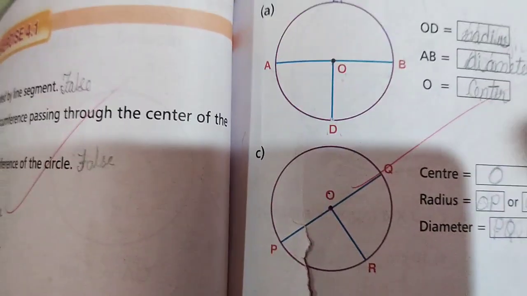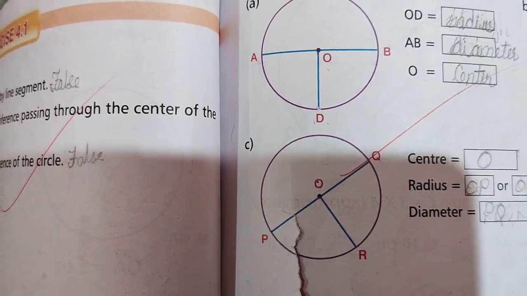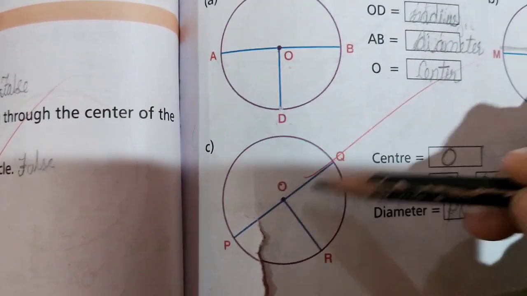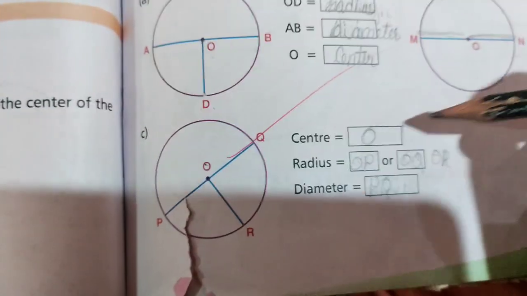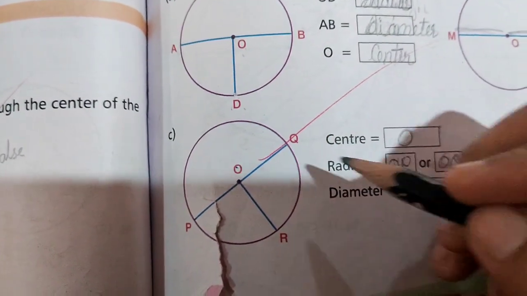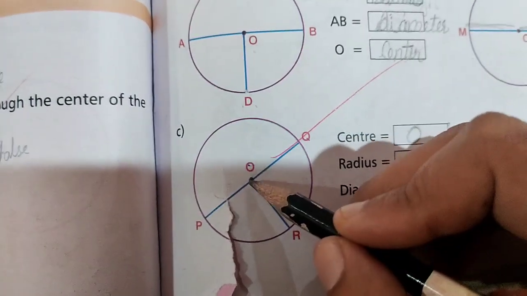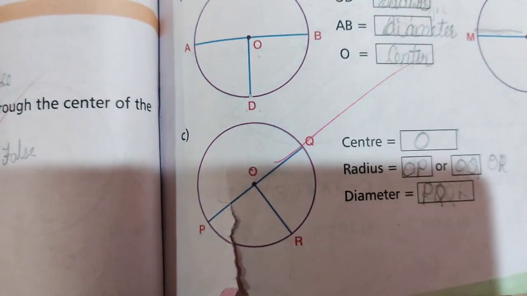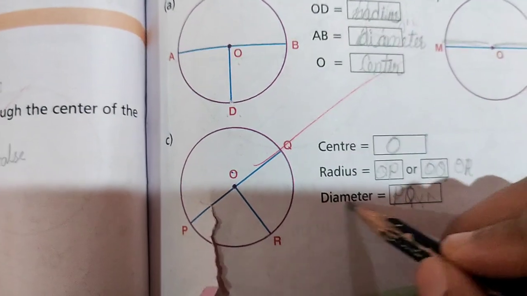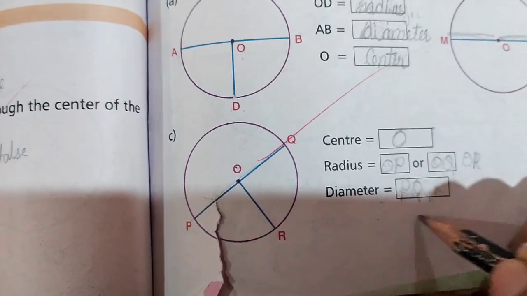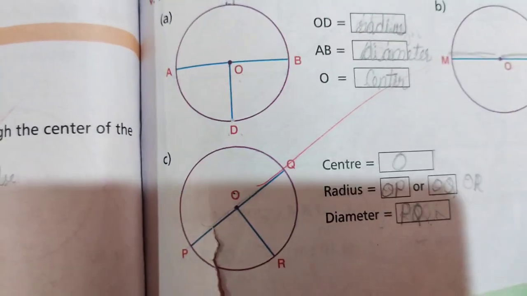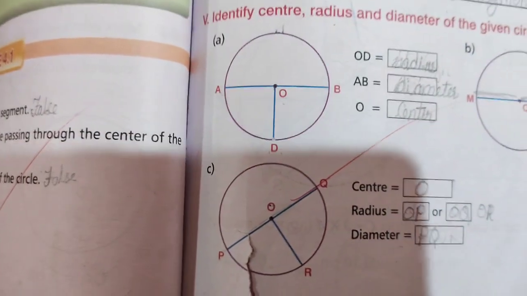C1. The center of the circle is O. For radius, they have given two columns, so let us write two. One is OQ, another is OP. And the diameter here is this line, so PQ is the diameter. And the last one, done. So we have done with this lesson.